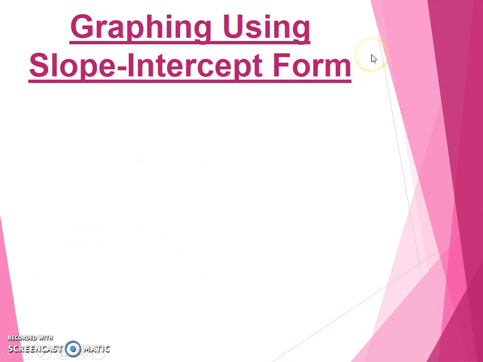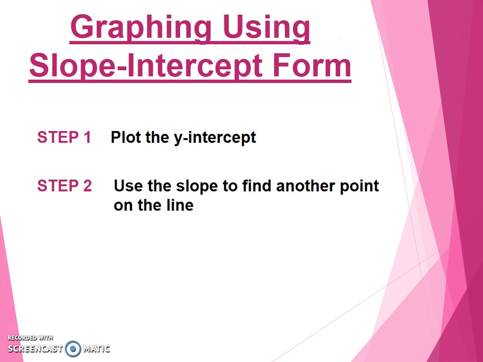Okay, so now that we've had some practice reading or looking at a graph and coming up with the equation for the line, now let's see if we can make the graph based on the equation. So here are the steps if you want to graph an equation using slope-intercept form. Step 1 would be to identify and then plot the y-intercept. So that's your starting point. Step 2 is going to be use the slope to find another point on the line. So think about your slope as that ratio of rise to run and use that to find another point.